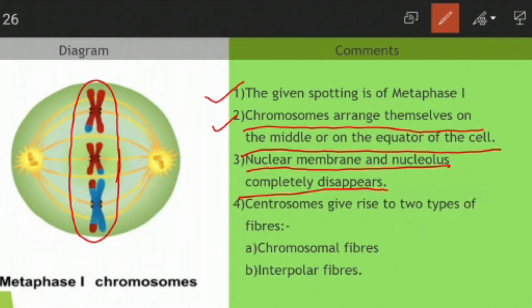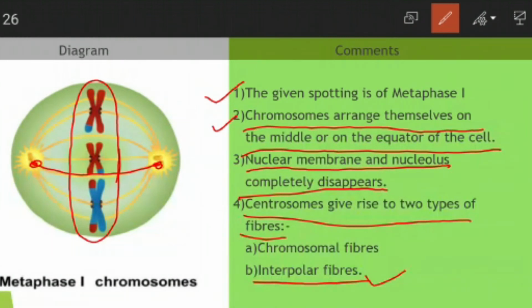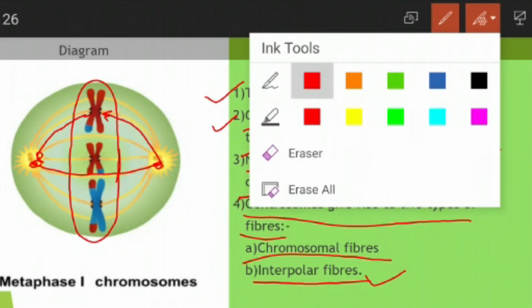Now the centrosome. The centrosome gives rise to two types of fibers. The fiber which arises from one pole and comes up to the other pole is called an interpolar fiber. And the fiber which arises from one pole and comes up to the chromosome only is called a chromosomal fiber. So here we have completed metaphase 1.